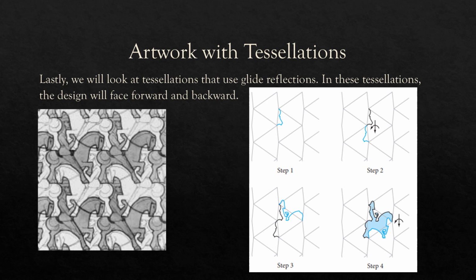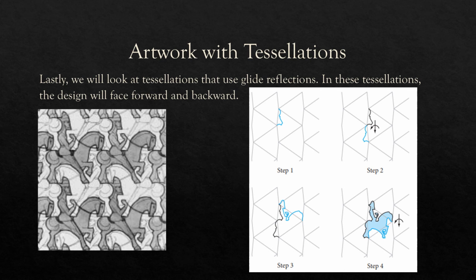Lastly, we can look at tessellations that use glide reflections. In these tessellations, the design will face forward and backwards, but it will not be turned in all different directions. Can you see this rider on a horse that was created? There's darker ones and lighter ones underneath. This could have been done with a triangle.